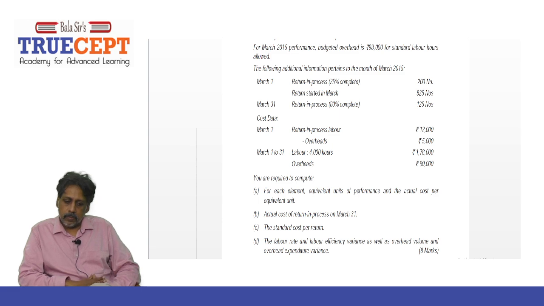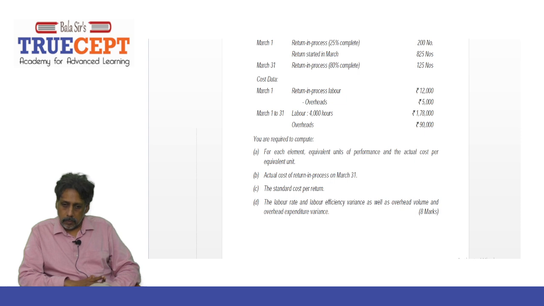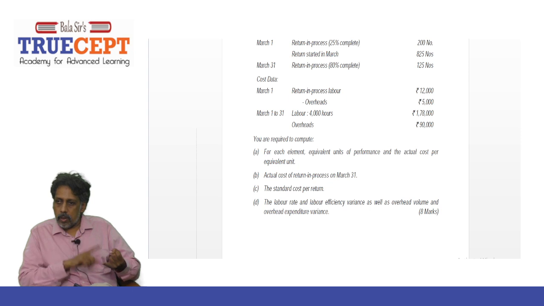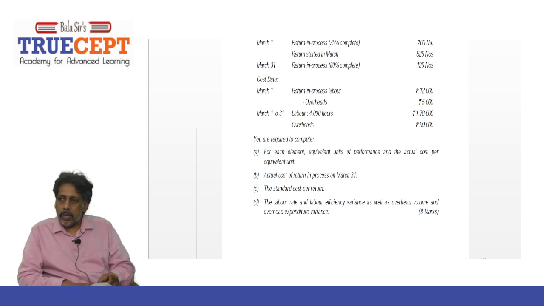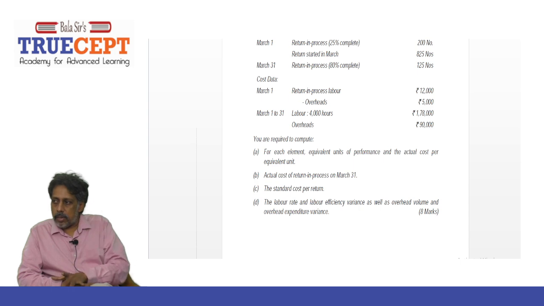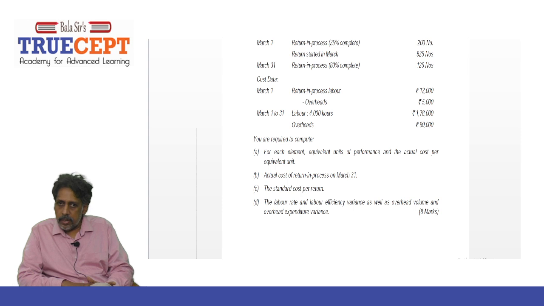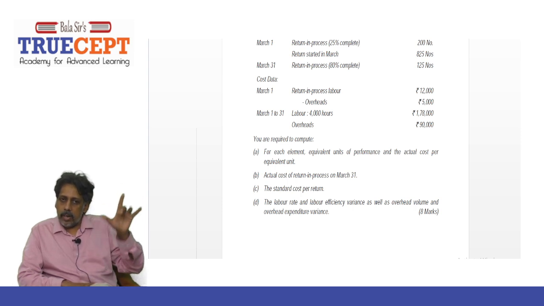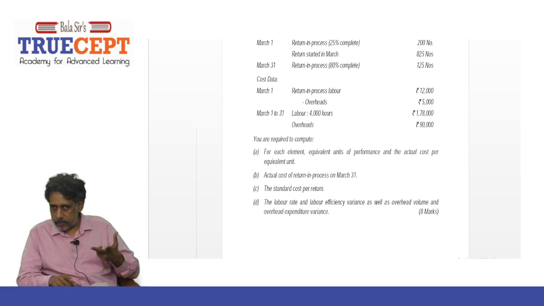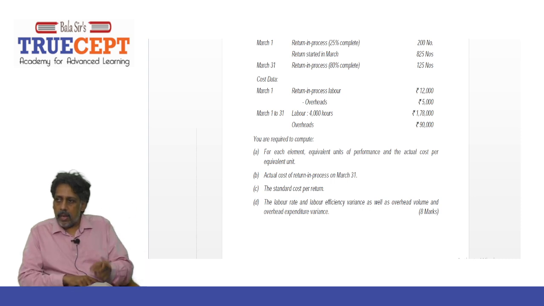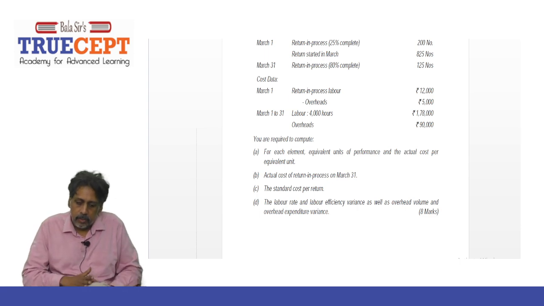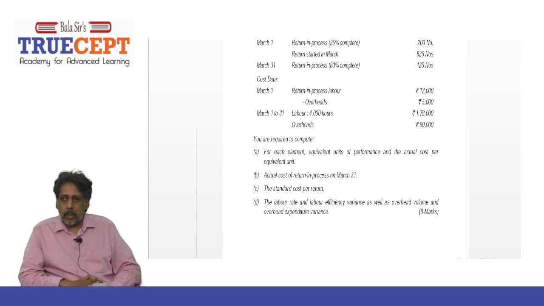Next, you are required to compute, A, for each element, equivalent units of performance and the actual cost per equivalent unit. Nothing but calculate the equivalent units of output and also calculate the cost per unit, that means cost per equivalent unit. It is something you learn in the chapter process costing, right? Yes, sir. And more important, the company follows a weighted average cost method to determine the cost per equivalent unit.